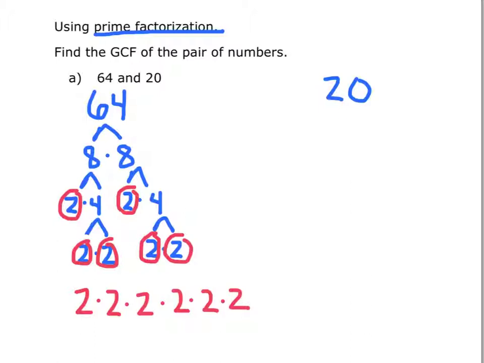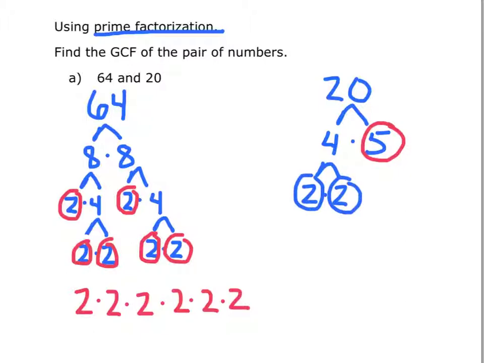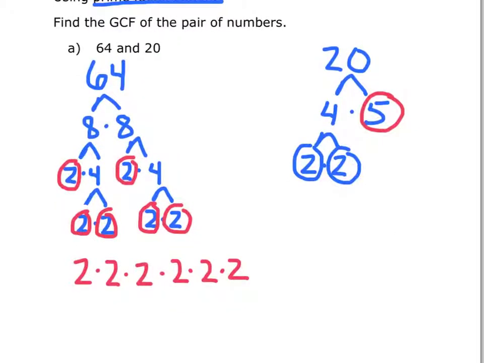Now we need to do the factor tree for 20. It's going to be a little bit shorter. I have 4 times 5 is 20. Notice 5 is prime, so I'm going to stop. And now, right there, I have 4, which is 2 times 2. Both of those are prime, so now I can stop. I have the prime factorization of 20, and I'm going to write that in black below here. So I have 2 times 2 times 5.